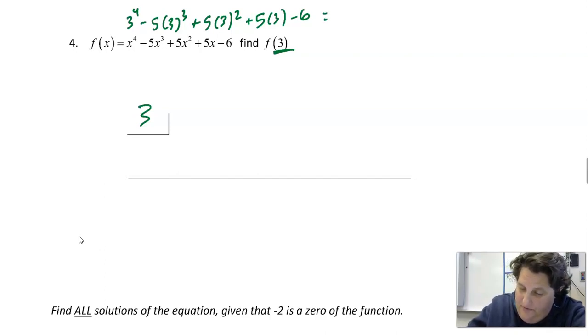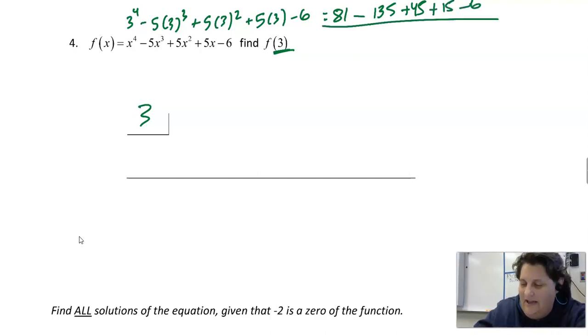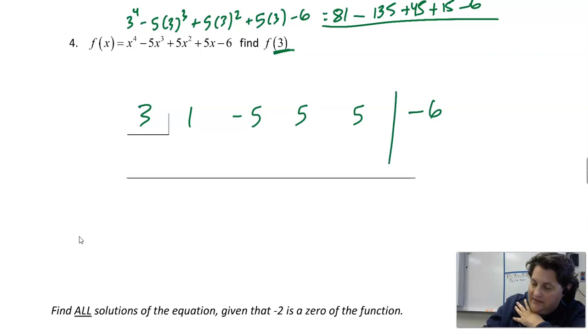Because it'd be like, okay, 3 to the 4th is 81. 3 to the 3rd is 27, but then what's 27 times 5? That's a little difficult. I guess it's like 135. 3 squared is 9 times 5 is 45, plus 15 minus 6. And then I have to add all that up. Okay? Look how fast I can do it once I start getting good at synthetic division.